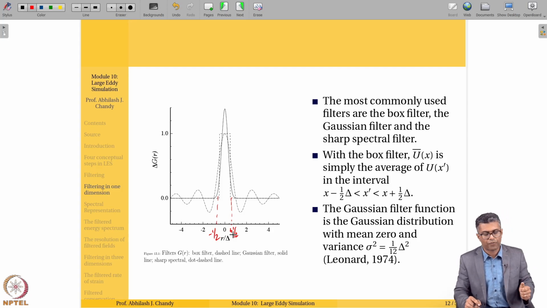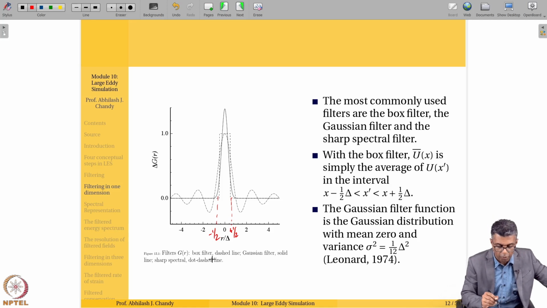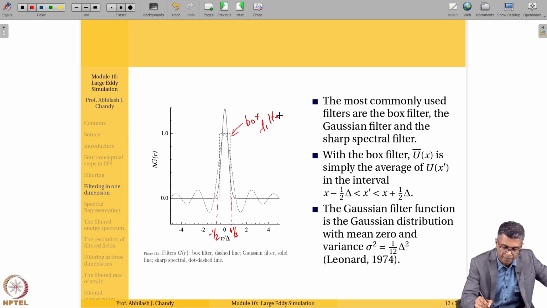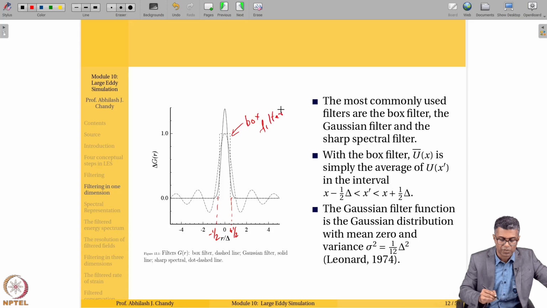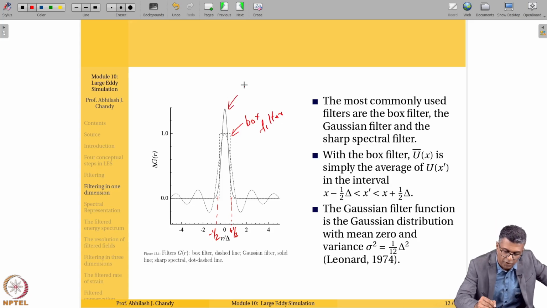Now, the Gaussian filter function, like I was saying earlier, is a Gaussian distribution with mean 0 and a variance equal to delta squared by 12. So as you can see, the box filter is the dashed line shown here. The Gaussian filter is the solid line here. As you can see, it goes up. This is the Gaussian filter.